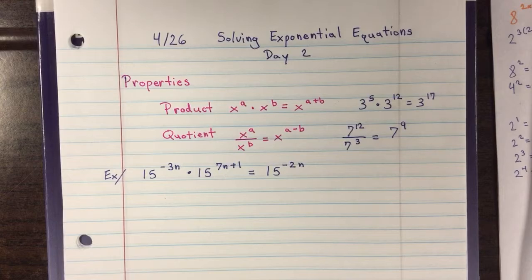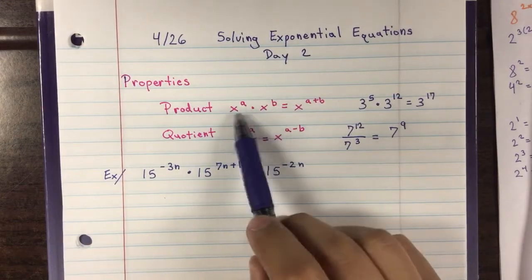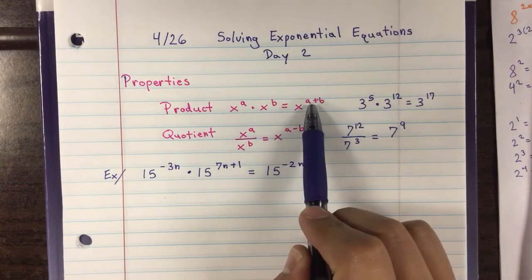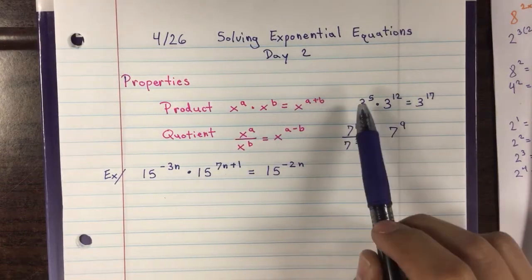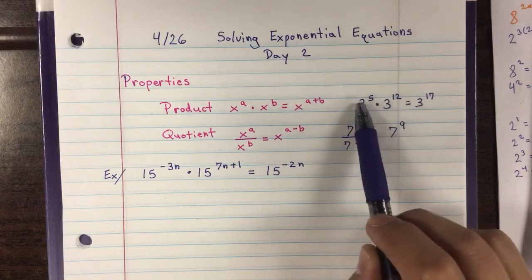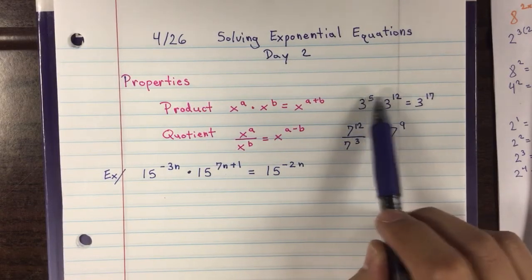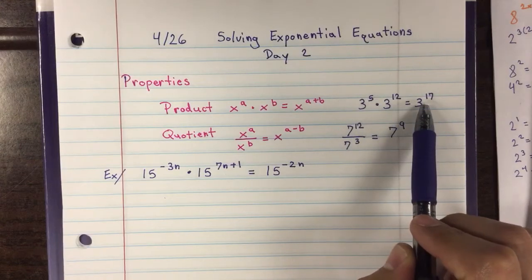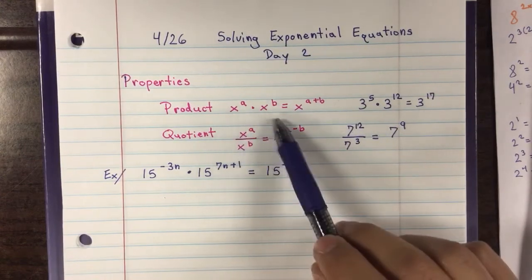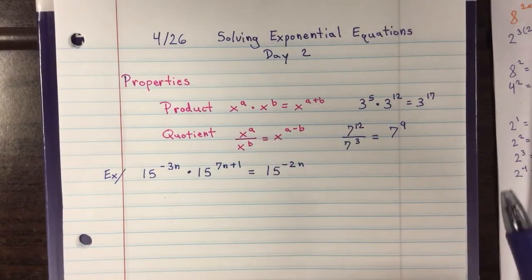The two properties we need to talk about before we get started are the product and quotient rules. When you multiply and you have the same base, you're going to add the exponents. So if I have 3 to the 5th power times 3 to the 12th power, the bases are the same, so I keep it the same. And then you just add the exponents. So 5 and 12 give me 17. Bases are the same, you're just going to add if we have multiplication in the middle.